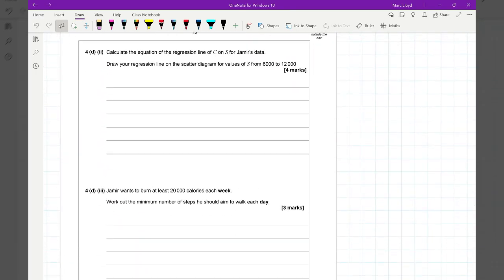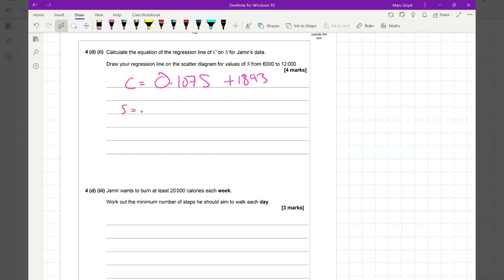Right, calculate the equation of the regression line of C on S for Jamir's data. So again, you need to put in your values into the table for Jamir's data and repeat that process. And once you've done that, you should get C equals 0.107S, which will be your A value, plus 1893, which will give you your B value. Okay, so that's your regression line. The mark scheme will allow slightly different part for S, but that's because there's going to be some rounding that's involved. Then, of course, you substitute in 6,000.